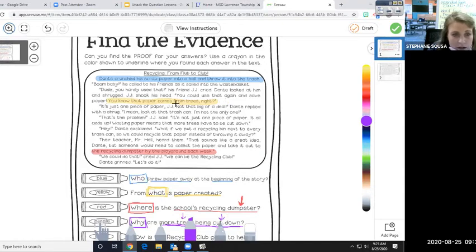Oh, look here. It's not that big of a deal, Dante replied. I mean, look at that trash can. I'm not the only one. Yeah, this sounds right. I remember JJ said something. That's the problem, JJ said. It's not just one piece of paper. It all adds up. Wasting paper means that more trees have to be cut down. Oh, look, be cut down trees. We found it. Wasting paper means that more trees have to be cut down.